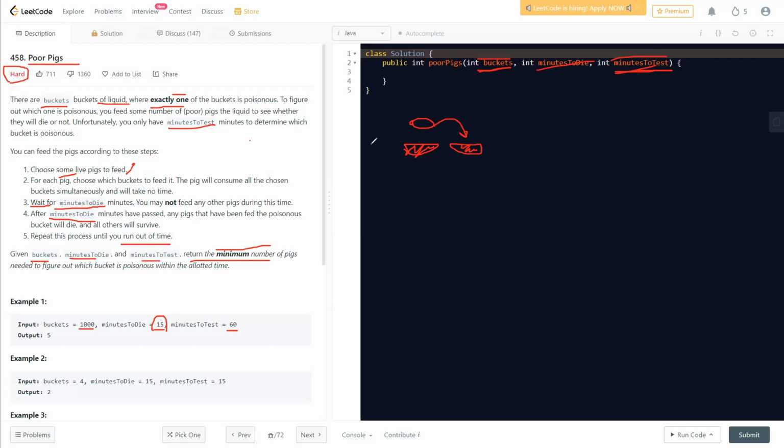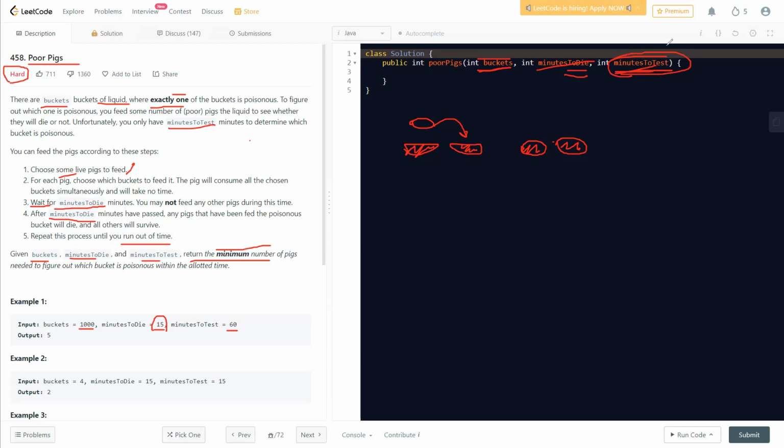Now, check over here. What is given to us is the minutes to die, which was 15 minutes. That's the survival time. The next thing given to us is minutes to test. Look carefully. This parameter will help us know how many trials can be performed. You feed a pig some bucket, wait for this particular time, then feed another bucket to the pig and wait again, and you keep on doing that until the minutes to test runs out.